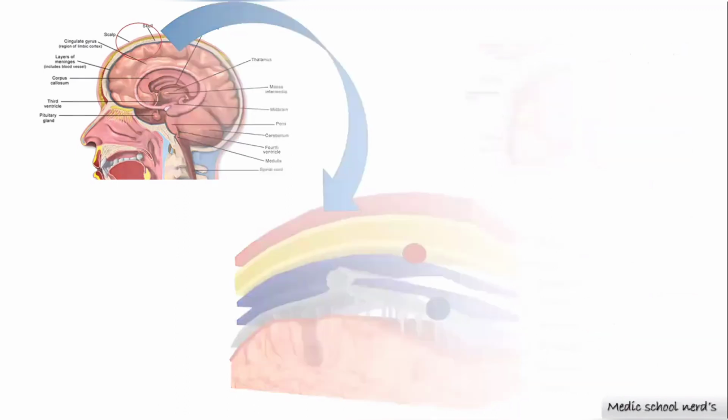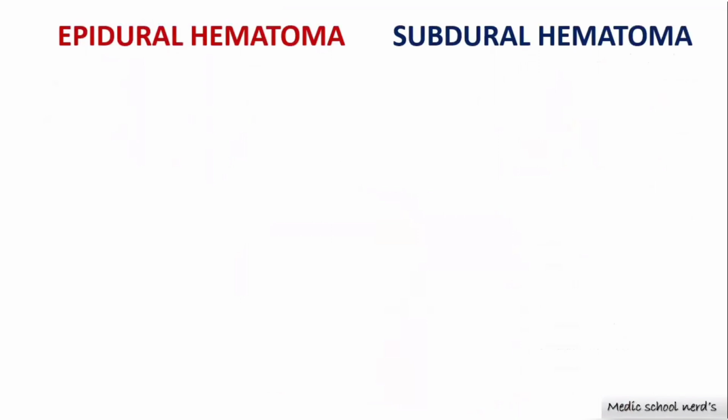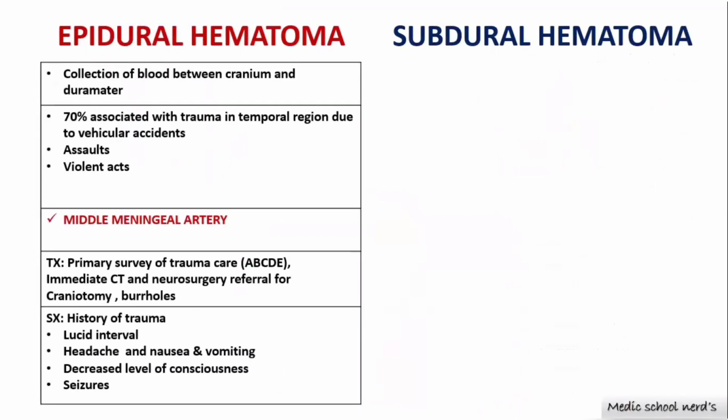Next, epidural hematoma and subdural hematoma. The epidural hematoma, as shown in the picture, is a collection in the space between the cranium and the dura mater. When the patient has trauma near the temporal or parietal region, especially at the pterion region, the collection of blood is between the cranium and the dura mater space.